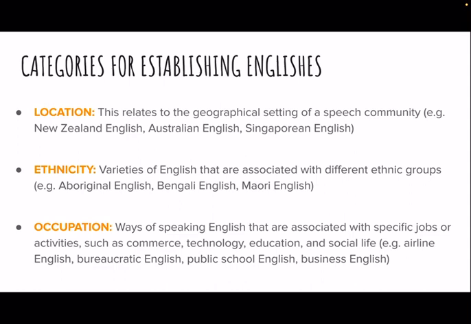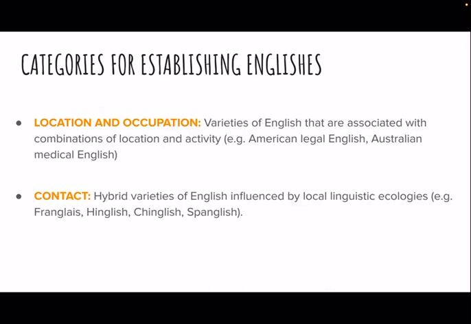Ethnicity. These are varieties of English that are associated with different ethnic groups. For example, Aboriginal English, Bengali English, Maori English. Occupation, ways of speaking English that are associated with specific jobs or activities such as commerce, technology, education, and social life. For example, airline English, bureaucratic English, public school English, and business English.